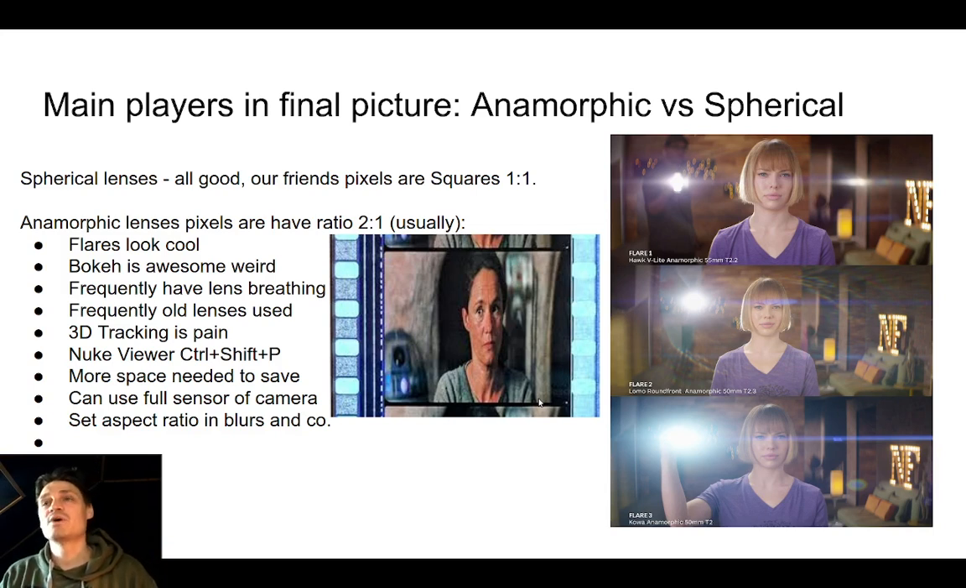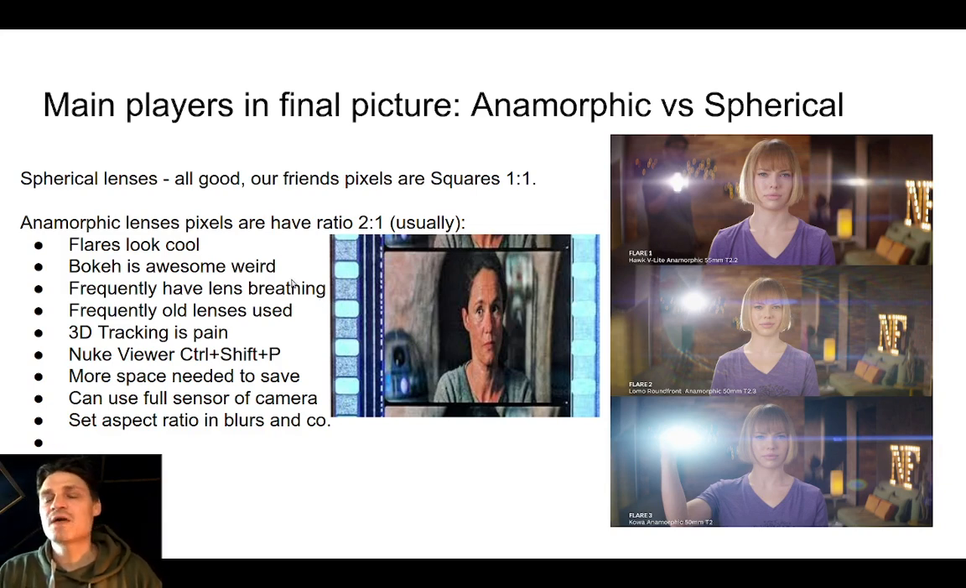Bokeh will be weird, but we can see here, for example, on top, usually it will be a stretched circular, but kind of like stretched vertically bokeh. I didn't see it stretched horizontally yet, but basically that will be the look. And important, anamorphic doesn't have to be 2-to-1. Okay, it's kind of usual that it will be 2-to-1, but it also can be anamorphic 1.7 or something like that. It's just good to know.